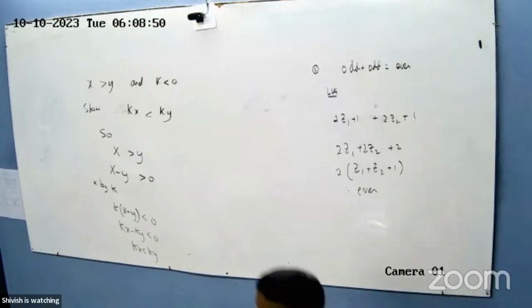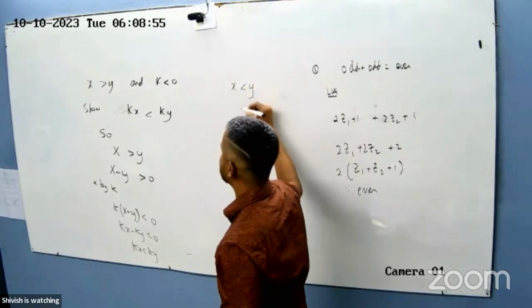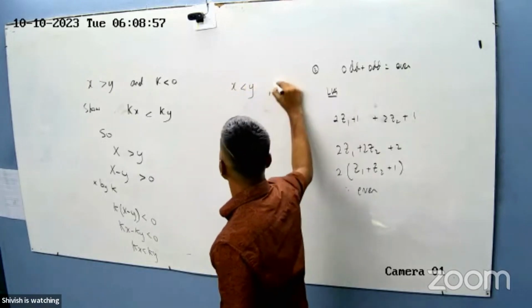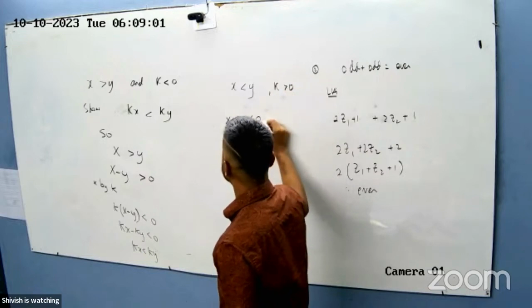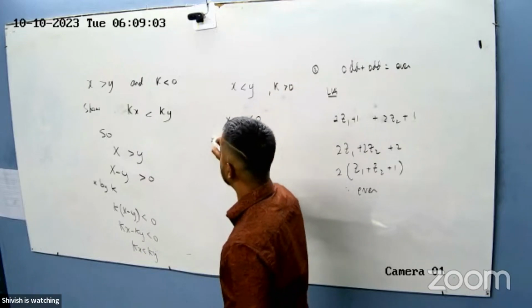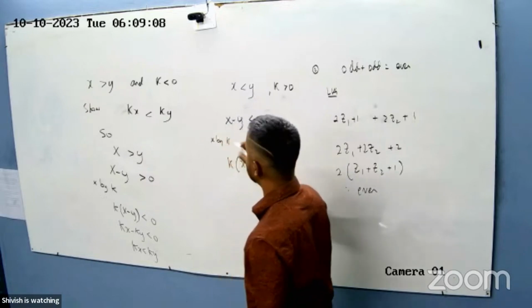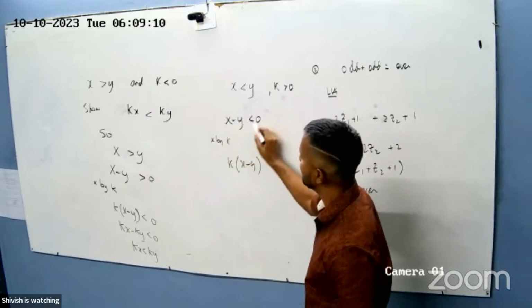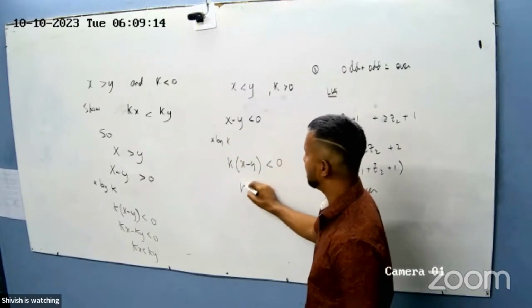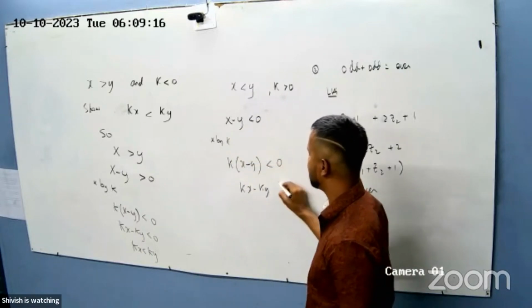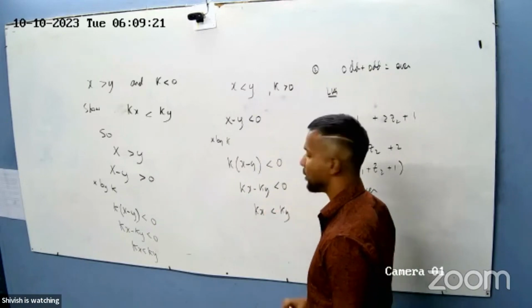All right, good. So same thing. x is less than y and k is more than 0, right? So x minus y is less than 0. When you multiply by k, x minus y, this value is positive, so it will not change the sign. Multiply it out. kx minus ky is less than 0. kx is less than ky.